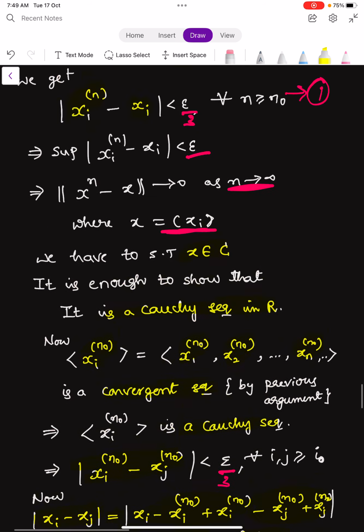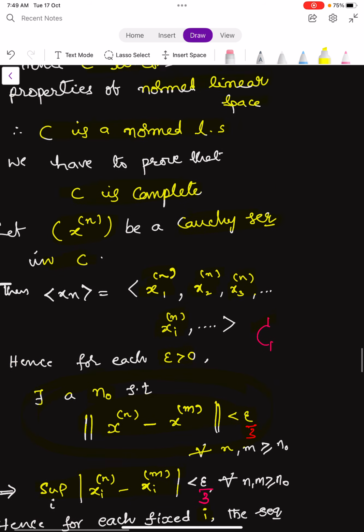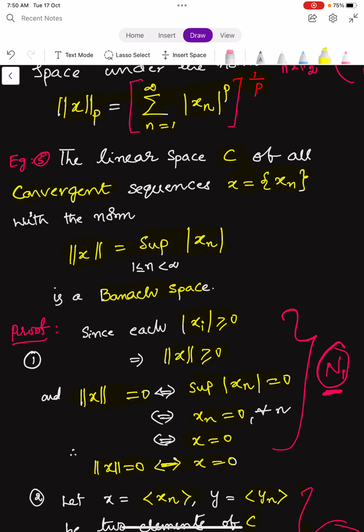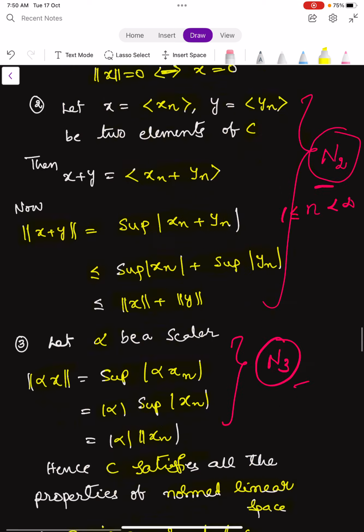Remember that the proof of this example is the lengthiest one, so go through it carefully. I repeat the statement of this example. Observe that the linear space C of all convergent sequences x = (xn) with the norm ||x|| = supremum of |xn|, where 1 ≤ n < infinity, is a Banach space.